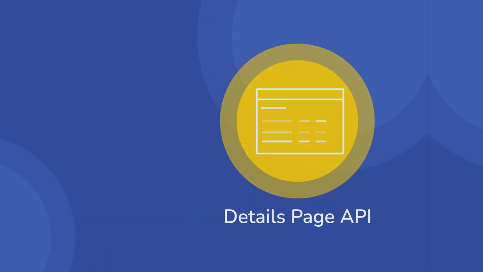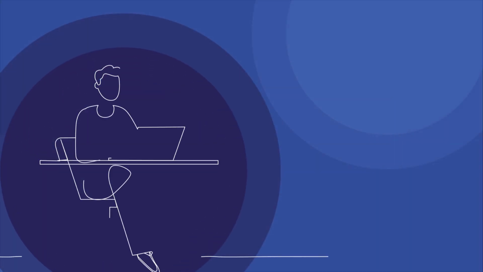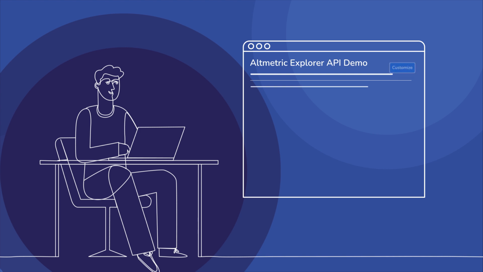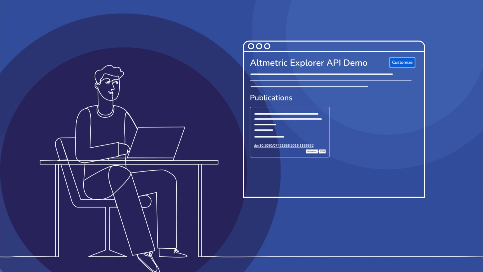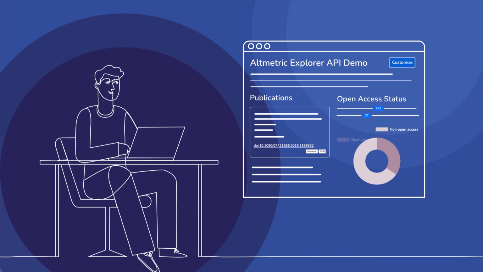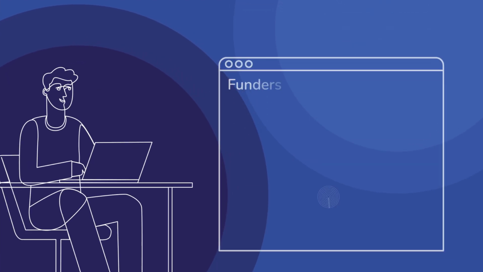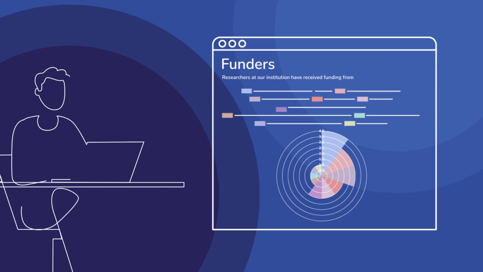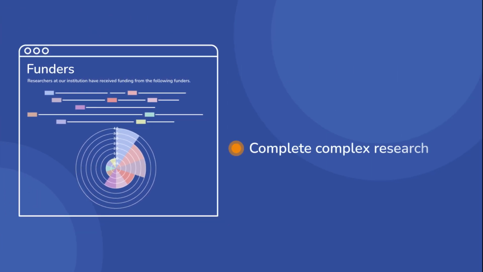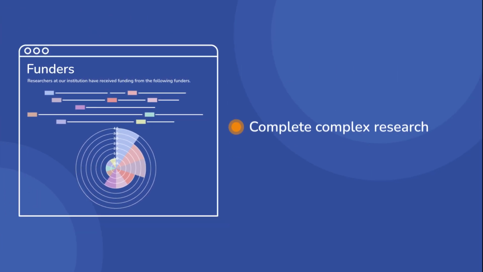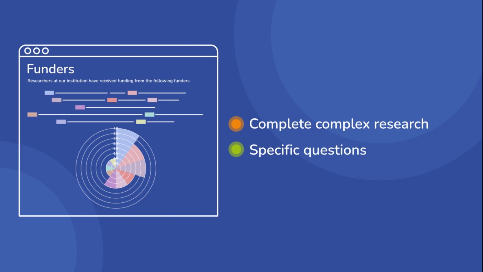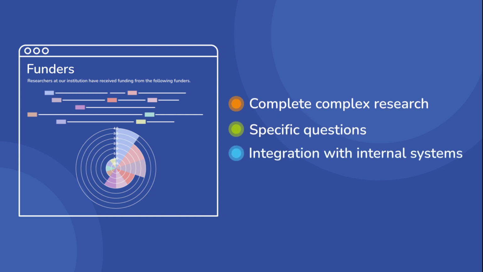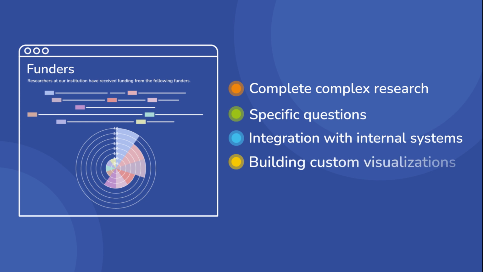The Details Page API is built for speed. With real-time access to counts and even full text of mentions, this API allows you to quickly get all the data Altmetric tracks and collates about individual DOIs or journal IDs. You can create bespoke ways of slicing and viewing our data, giving you more freedom and flexibility to complete complex research, ask granular questions, integrate with internal systems, and build custom visualizations.